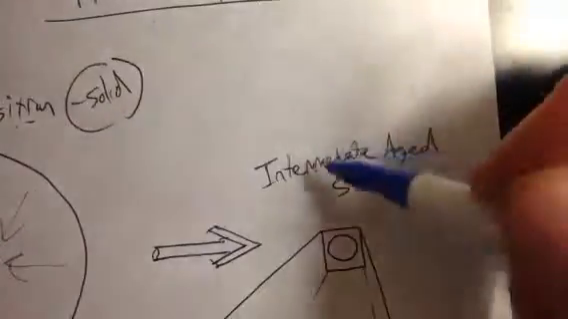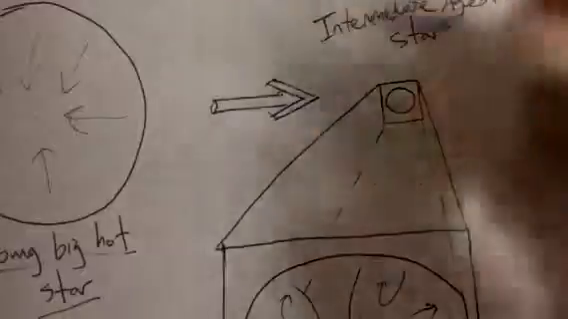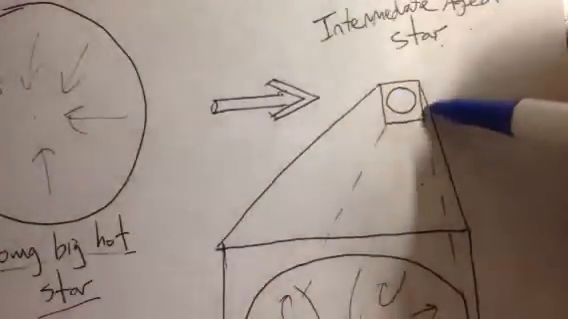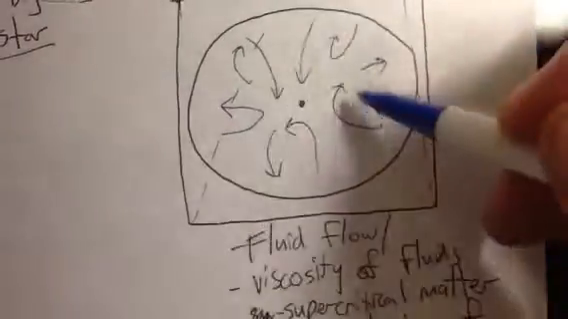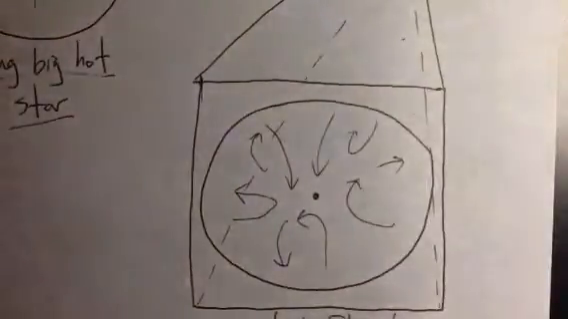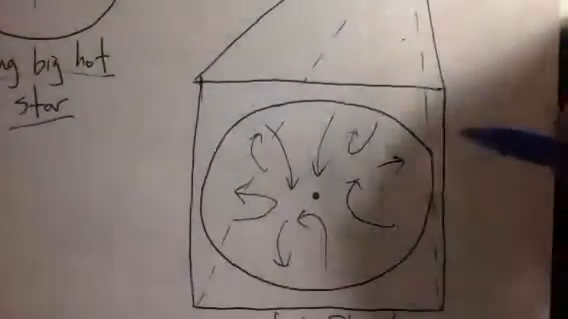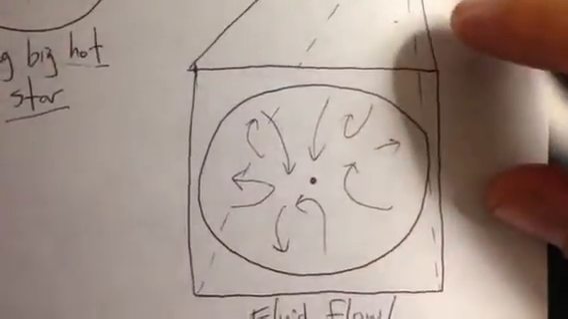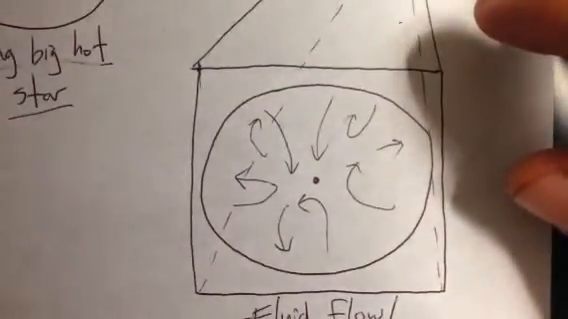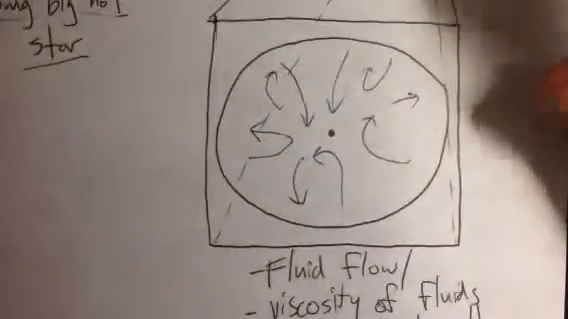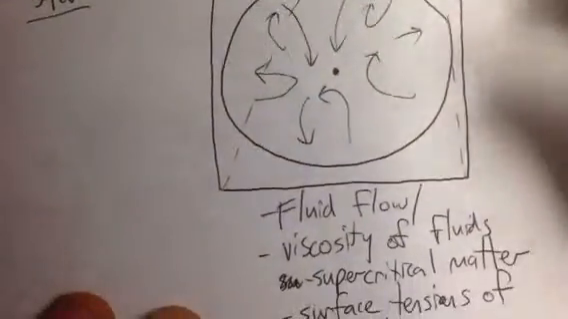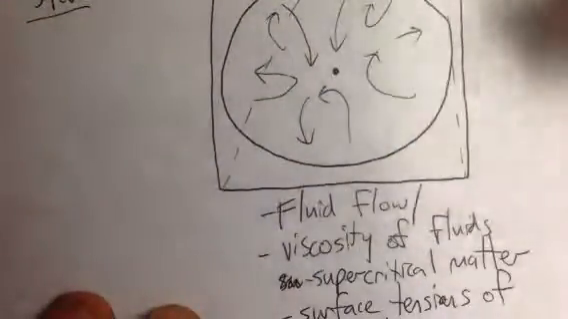Then you have an intermediate age star. This is the actual size of this. This would be like a red dwarf. That's when the fluid flow starts taking over, and the material's a lot thicker. It's more viscous, or less viscous, I can't remember which one it is. But anyways, the material's thicker. It has more substance to it.